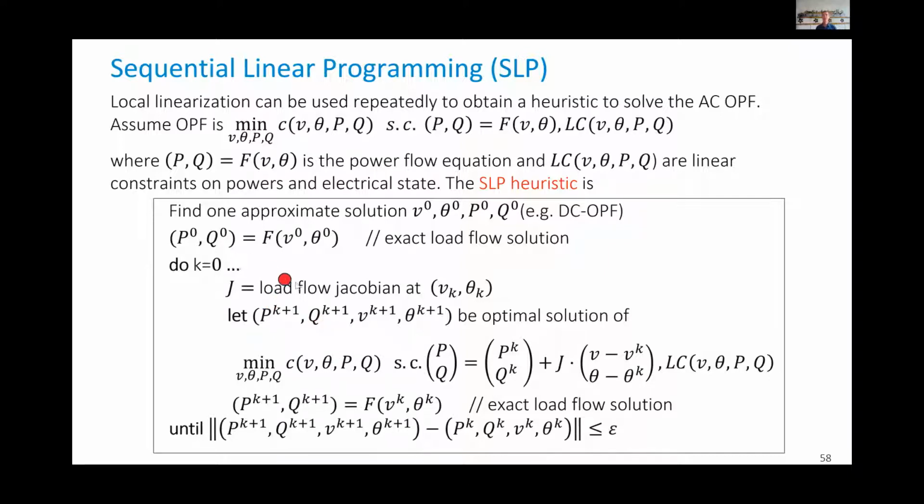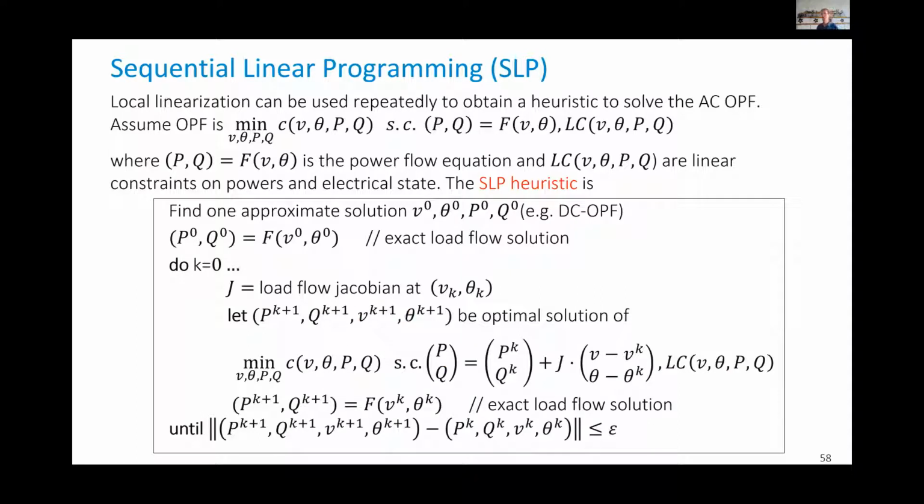Find the optimal control variables, the optimal state, the optimal power injections, assuming that the linearized load flow equations are exact at this point that I have here. So I take V0, theta 0, and I replace the load flow equation by PQ equal P0 Q0 plus the Jacobian times the difference in V and theta, and other linear constraints that I may have on V theta. Since they are linear, I don't need to worry about them.